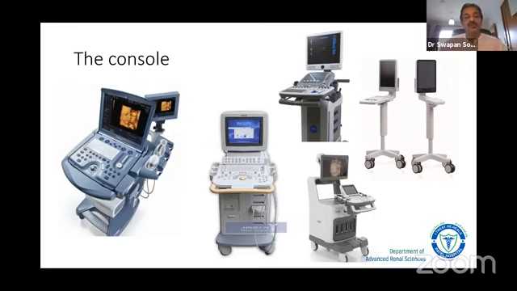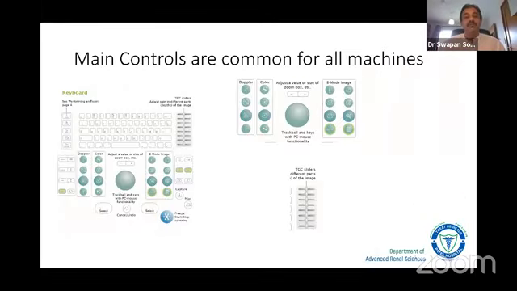Well, there are lots and lots of machines in the market, and this is a typical console. When you are introduced to it for the first time, it appears such a confusing mass of buttons that it is a little bit intimidating how to conduct the ultrasound with so many toys. It looks like some kind of a spaceship or a console of a spaceship. But essentially, the main controls are common for all machines. There might be a slight variation of the locations of the various buttons and the number of the buttons, but the basic functionality remains the same.